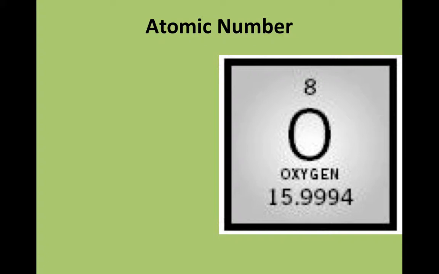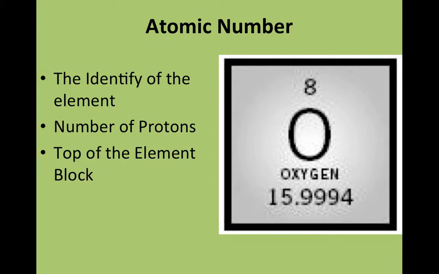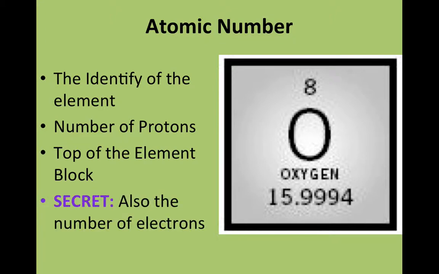Here we have a snapshot of oxygen, the block of information from the periodic table. When you look at the top number, that is the atomic number, and that identifies the actual element. I like to call it its DNA. If you change its number, you're talking about a totally different element. It identifies the number of protons. Now there is a little secret there. If it's not blending or mixing with anything else, it also identifies how many electrons are found in there.